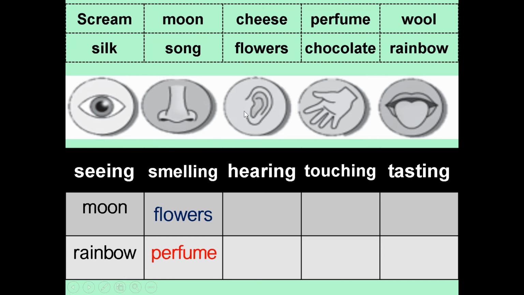Okay, what about our ears? We use them for hearing what? For example, a scream, of course, and a song. These words are related to sounds. What about touching? I think it is silk and wool. We use our hands to touch wool and silk. That's right, thank you. The last 2 words, it's clear now.